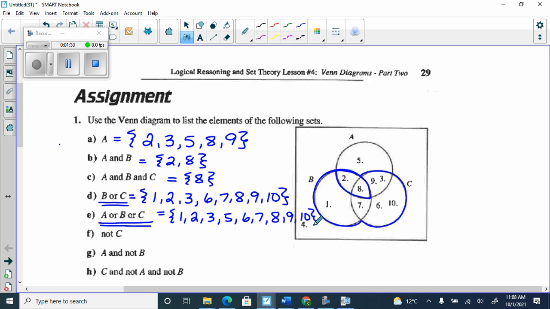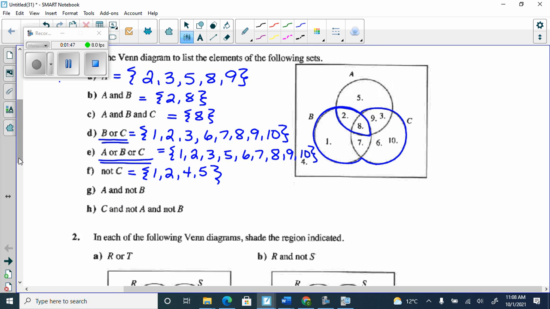Not C. So then I cover up the C circle and I list everything that's not in it. So it would be 1, 2, 4, and 5. Now remember, that's a terrible bracket. Pretend it is good. On an A and B, just a two circle Venn diagram, correct?